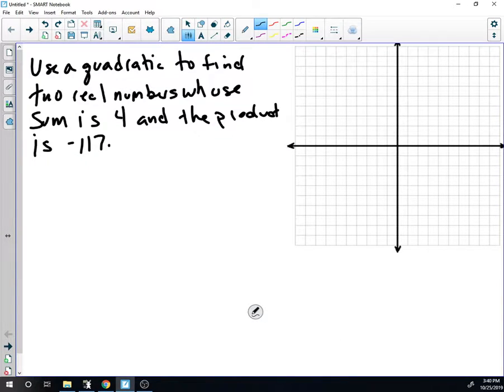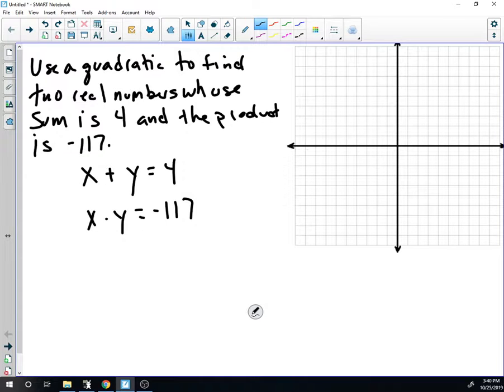So this is our mission. We're going to use a quadratic equation to find two real numbers whose sum is 4 and their product is negative 117. What I'm going to do is let my numbers be x and y, so that their sum is equal to 4. The product of the two numbers, x times y, is equal to negative 117.